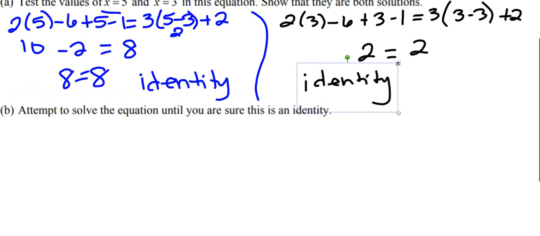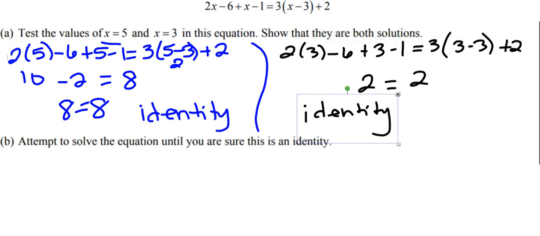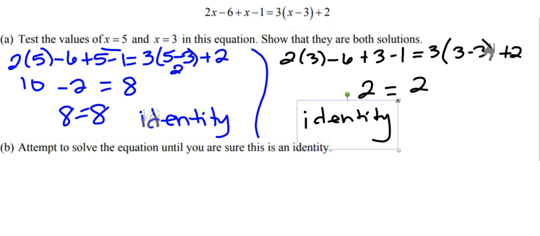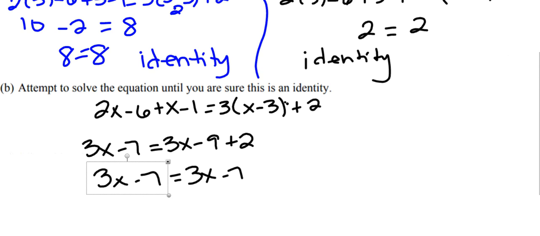Now go ahead and pause the video and actually solve it to show it's an identity. I went ahead and just did that, and I solved the equation, and I stopped right here where I have 3x minus 7 equals 3x minus 7. That's the exact same thing. So right away, I don't need to go any farther, and I can tell it's an identity.